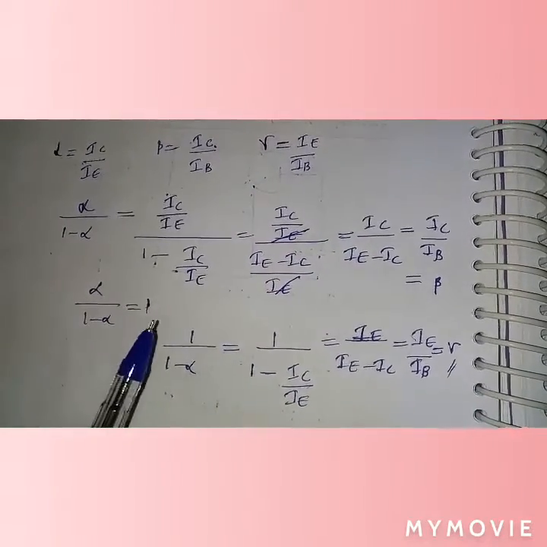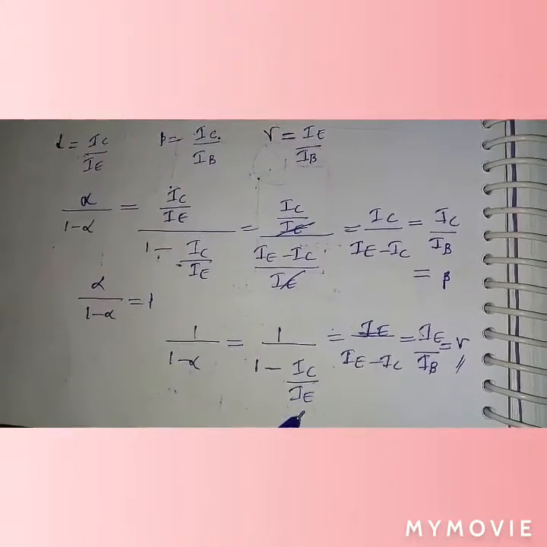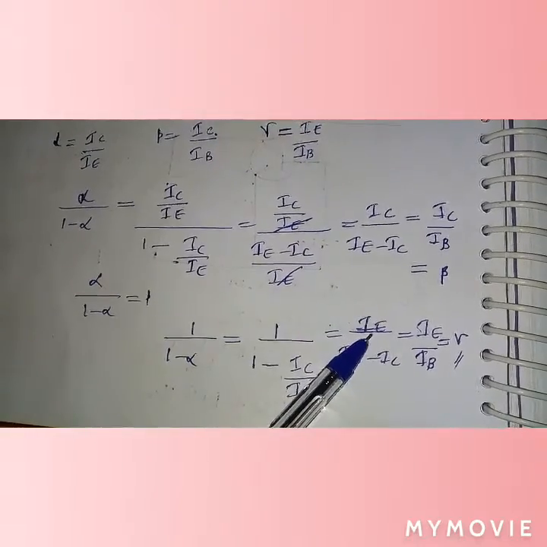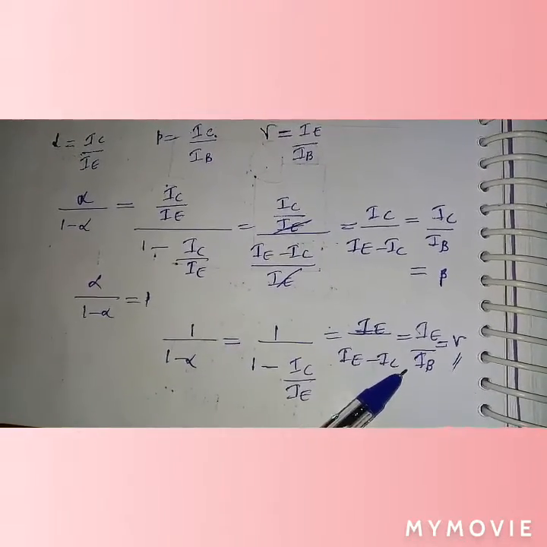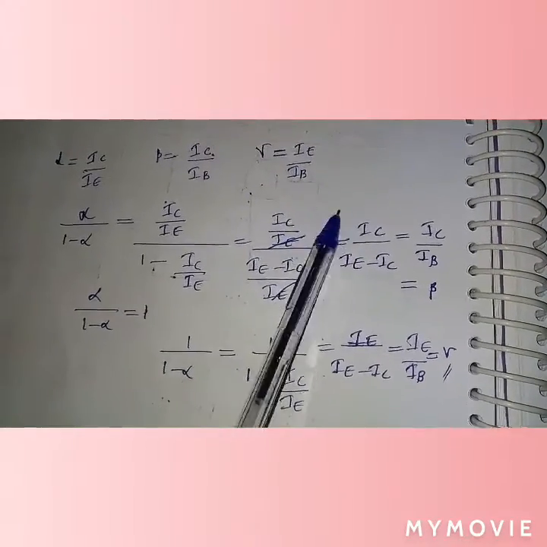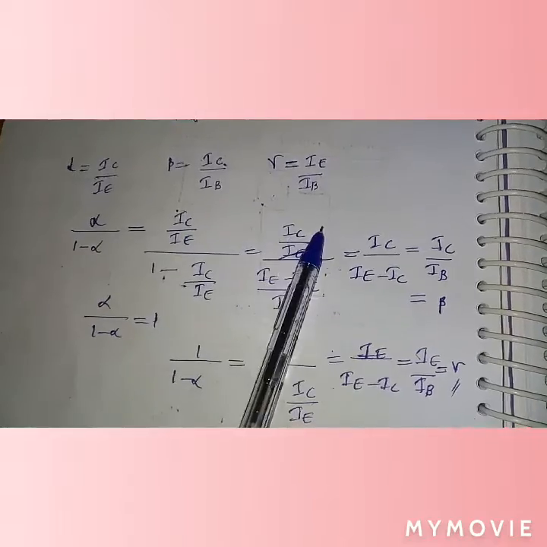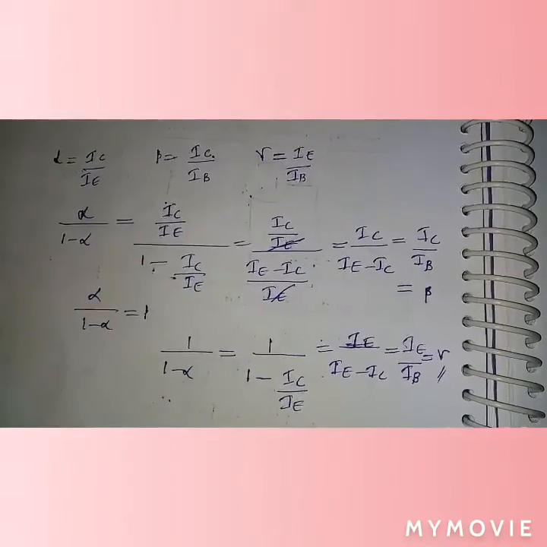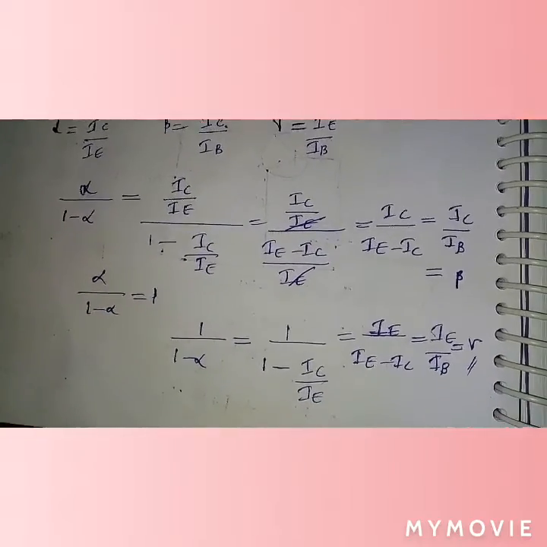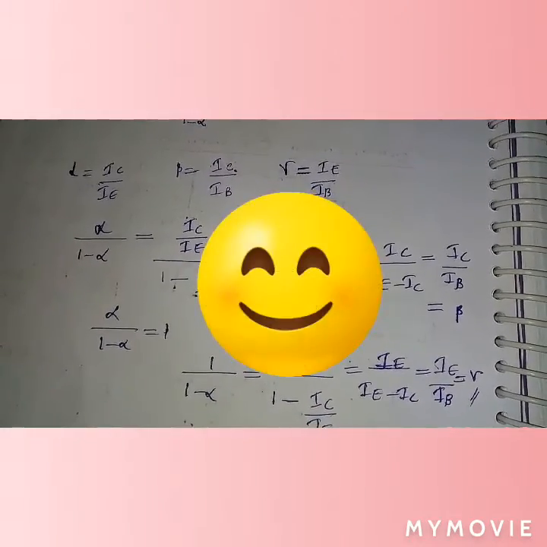Next, 1 by (1 minus alpha) is 1 by (1 minus IC by IE). After cross multiplying we get IE by (IE minus IC), that is IE by IB, that is gamma, the gain factor in common collector. So we should remember the relations between these gain factors and the basic equations: IE is equal to IB plus IC and IC is equal to alpha IE plus ICO. So thank you friends for watching.